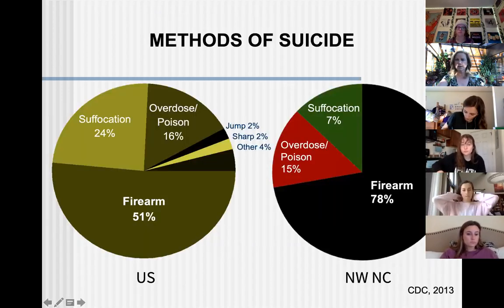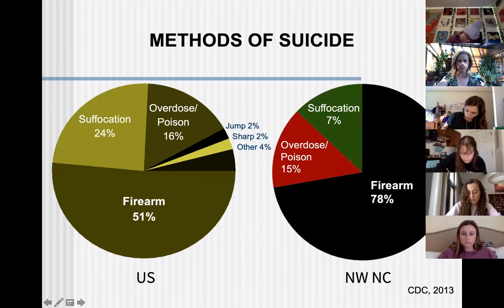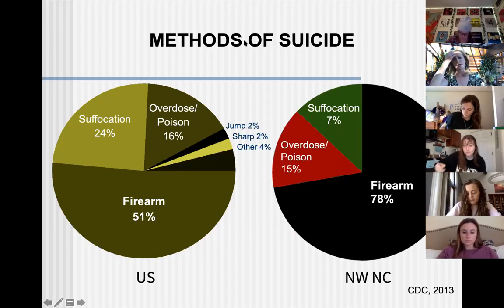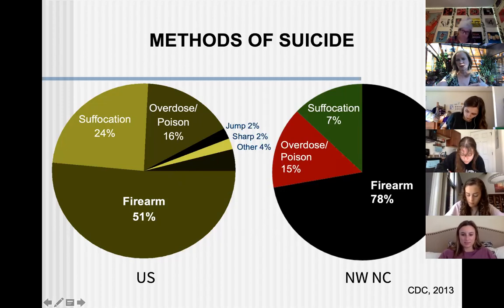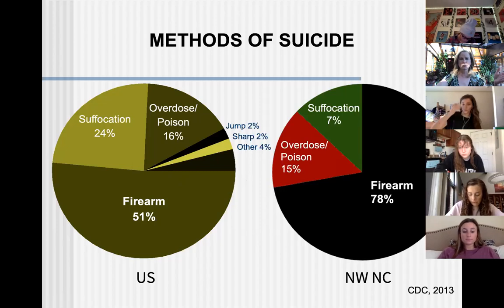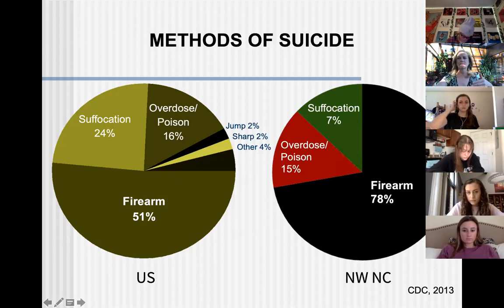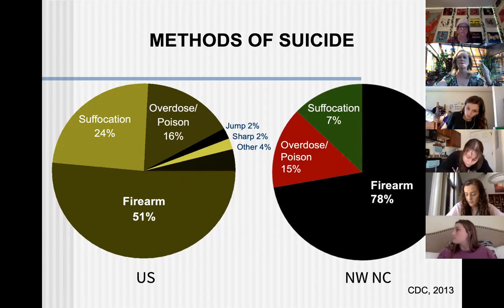Risk factors, let's take a look at methods here. And again, I want to point out a unique thing that is going on here in Appalachia and Western North Carolina. This would be the national data, and over to the right would be the Northwest North Carolina data. Nationally, 51% of suicides are by firearm. For us in our region here, 78% of suicide deaths are firearms. So we have much more firearm suicide death in Western North Carolina, where we're at.